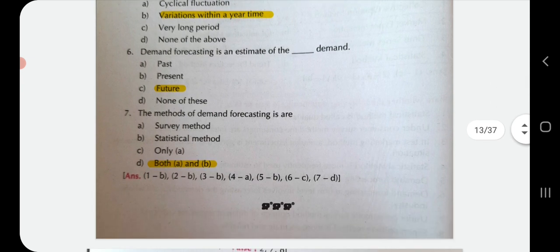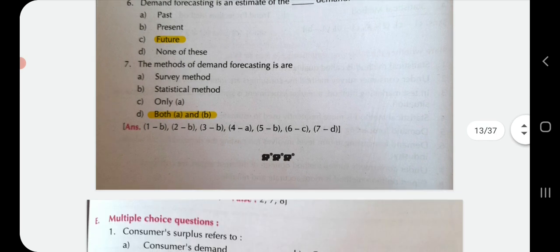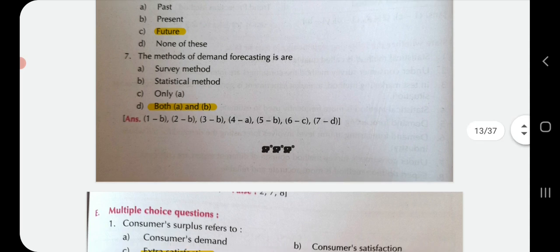Sixth question, demand forecasting is an estimate of dash dash demand, and the answer is future demand. In demand forecasting, we estimate the future demand. Seventh question, the method of demand forecasting is or are dash dash, and the answer is D, survey method and statistical method.